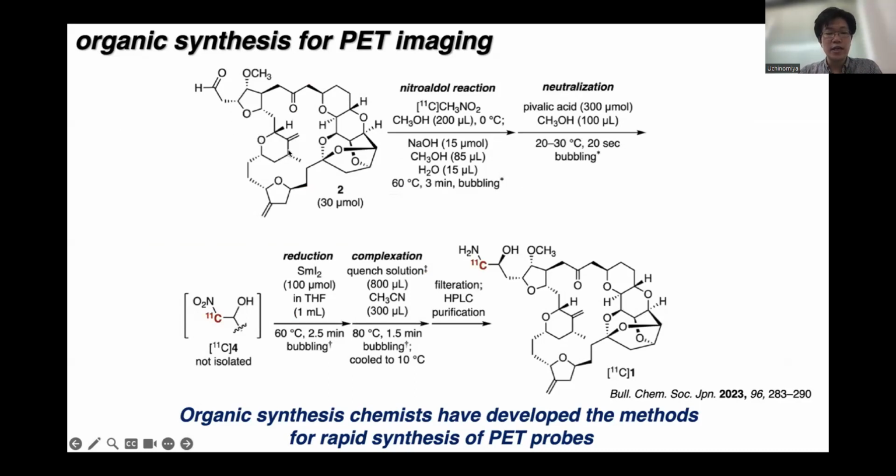As you can see here, the time for each step is very short, and the authors successfully synthesized this probe within 20 minutes, surprisingly including the HPLC purification. After synthesis, they quickly administered this probe and conducted the PET imaging. Like this, organic synthesis chemists have also contributed to the development of molecular probes.